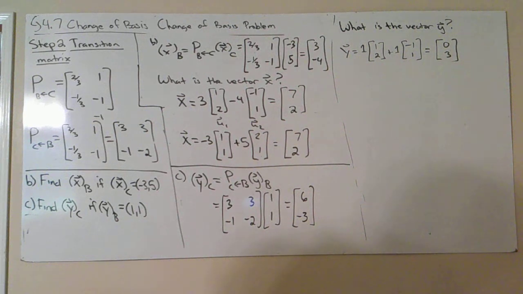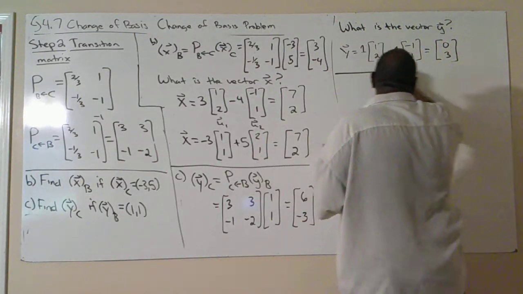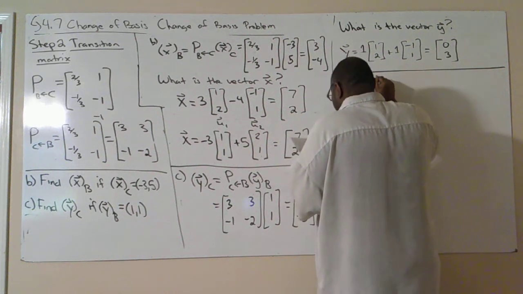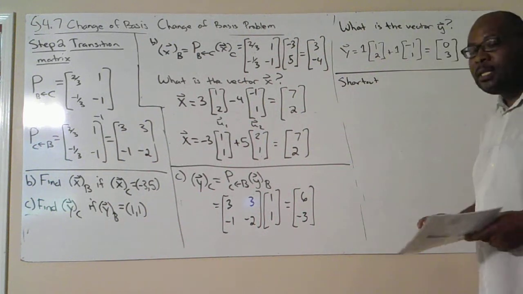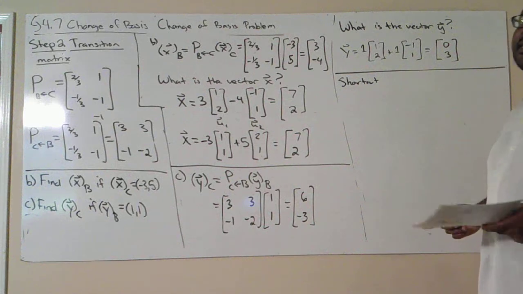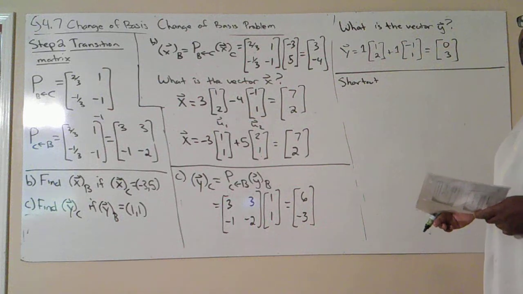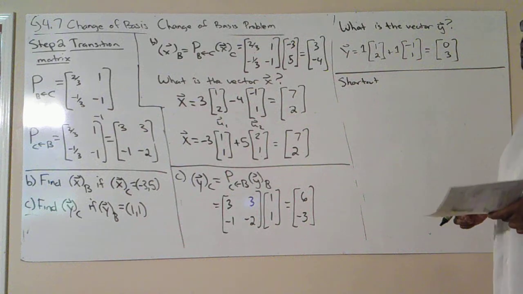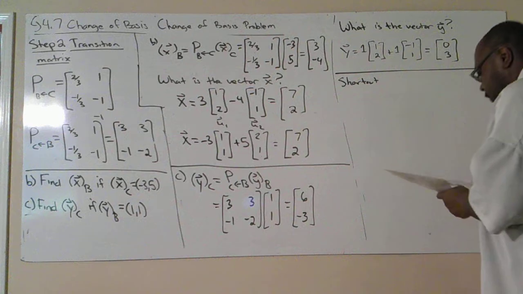Now let's talk about the shortcut to finding the transition matrix. Now it's important to understand why it works, right? Because we don't want to think that it's magic or anything like that. There's no magic here. But there is a way that's a little bit faster to find the transition matrix. And that's what we want to look at. How do we find the transition matrix quickly when we're dealing with Euclidean space, so R2, R3, R4, R5, R1 million, okay?